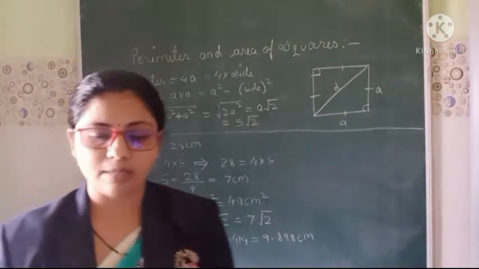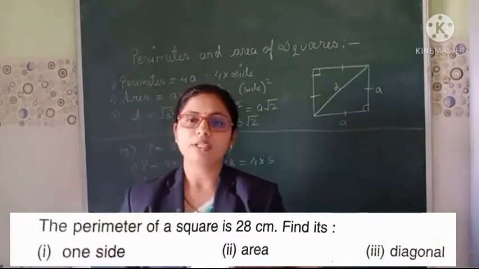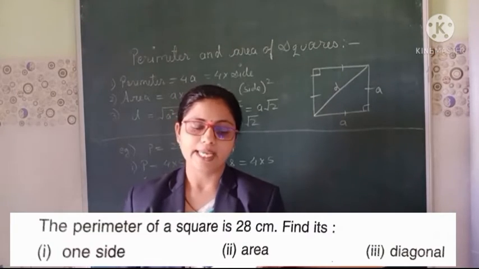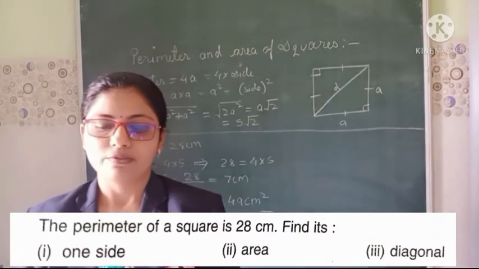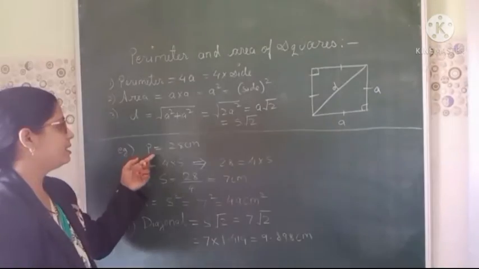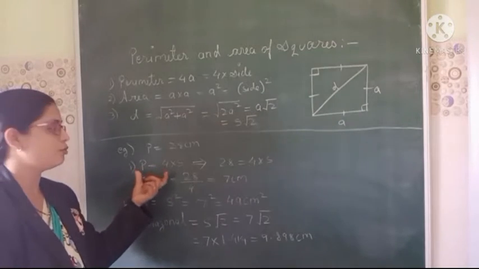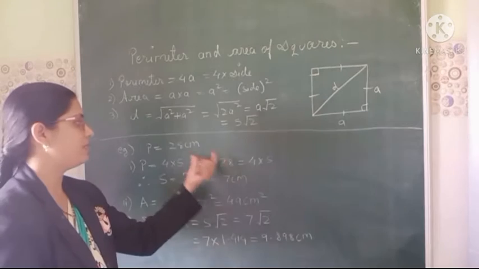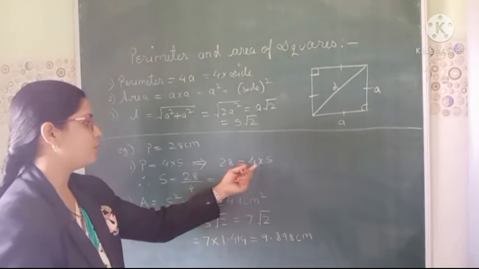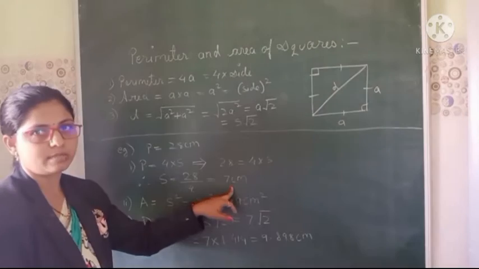So there is one example related to this. Let us see. The perimeter of a square is 28 centimeter. Find its one side, area and diagonal. For that we know the formula; perimeter is given as 28 centimeters. So formula of perimeter is 4 into S. So 28 is the perimeter value. Put the value, and 4 into S as it is. So this 4 will go this side and divide. So it will be S equals 7 centimeter.